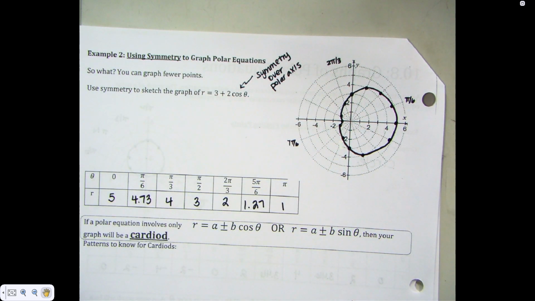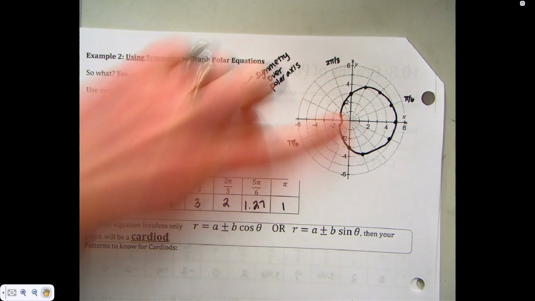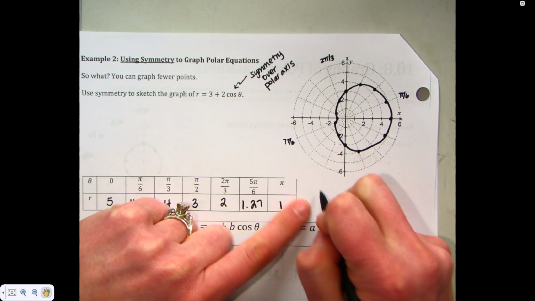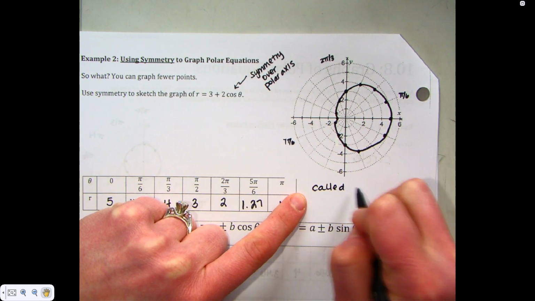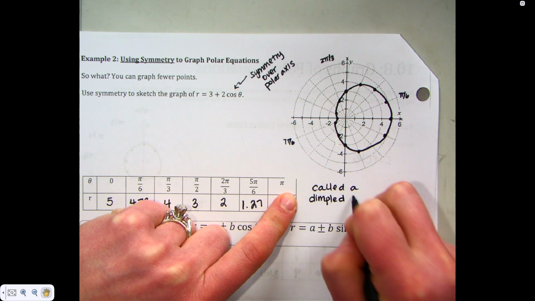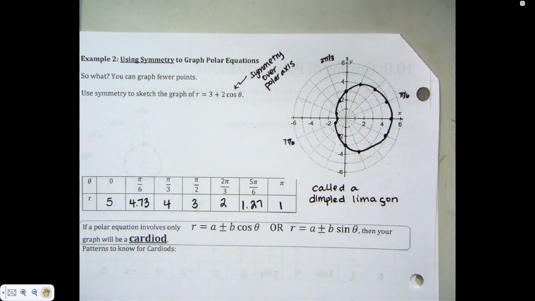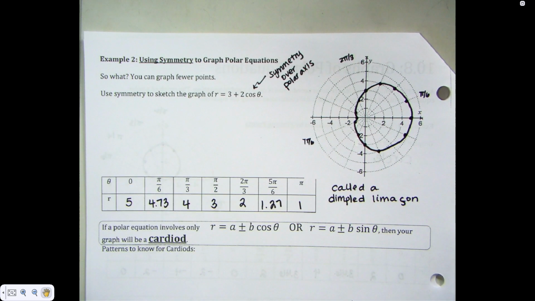So this one has a funny name. It's not a circle. There's a little push, like you just squeezed it in just a little bit. This one is called a dimple, and then it's a French word. It's a limaçon. I'm probably not saying it perfectly with my limited French knowledge, but a dimpled limaçon.